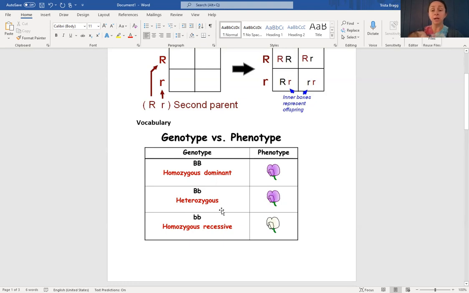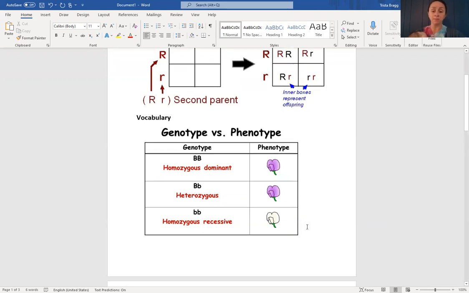Heterozygous, that prefix hetero means different. So you're going to have two different alleles, in this case one dominant and one recessive. So it looks like one capital, one lowercase. Make sure you're reading test questions carefully. Make sure you read them more than once. If it tells you that one parent is homozygous and the other parent is heterozygous, you want to make sure that you're writing the right thing when you're doing your Punnett squares. So again, vocabulary is important, but also making sure you're reading the test questions is really important.